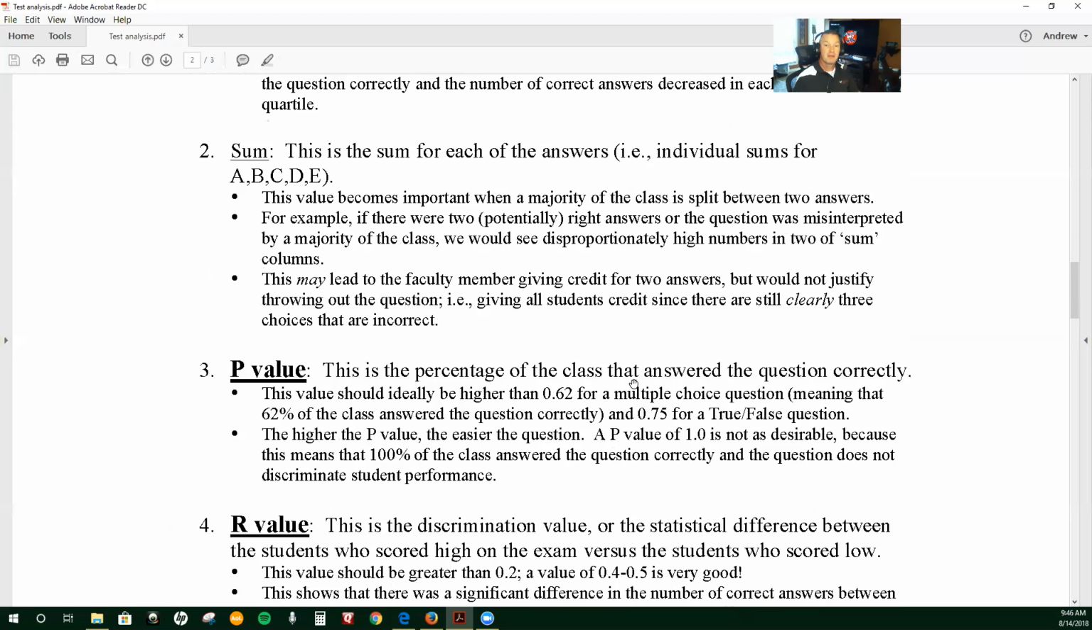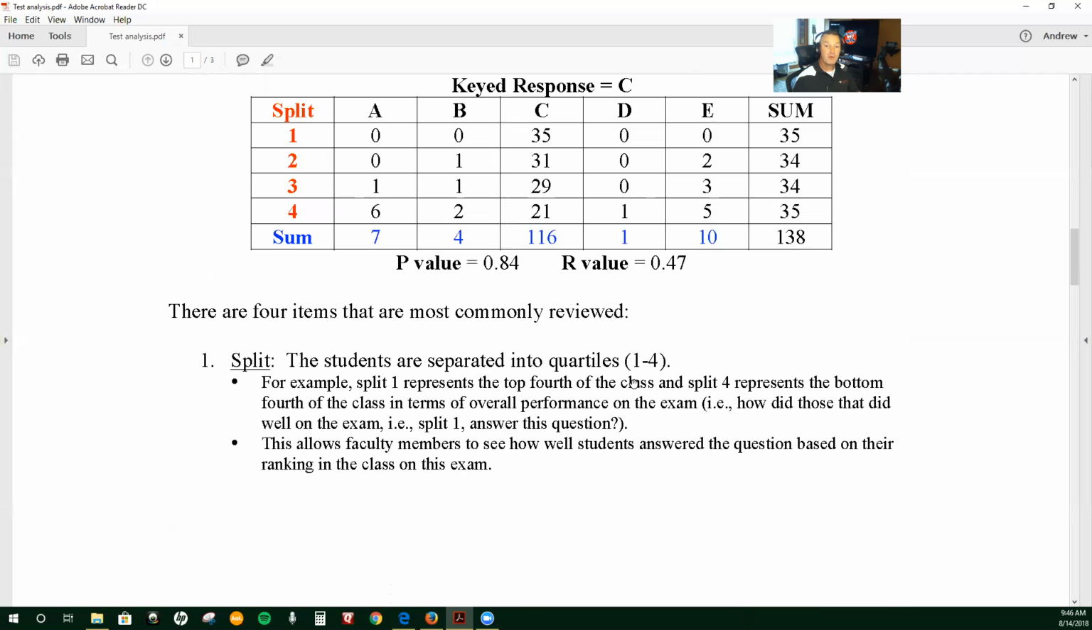By the way, what we're looking for as far as your R value varies from source to source. Some people say 0.2 and above. Some individuals say 0.3 and above. We generally shoot for 0.3 at Cumberland University. An R value of 0 means that everybody got it right. That means that it's one of those questions that out of 100 people, 100 people got it right.